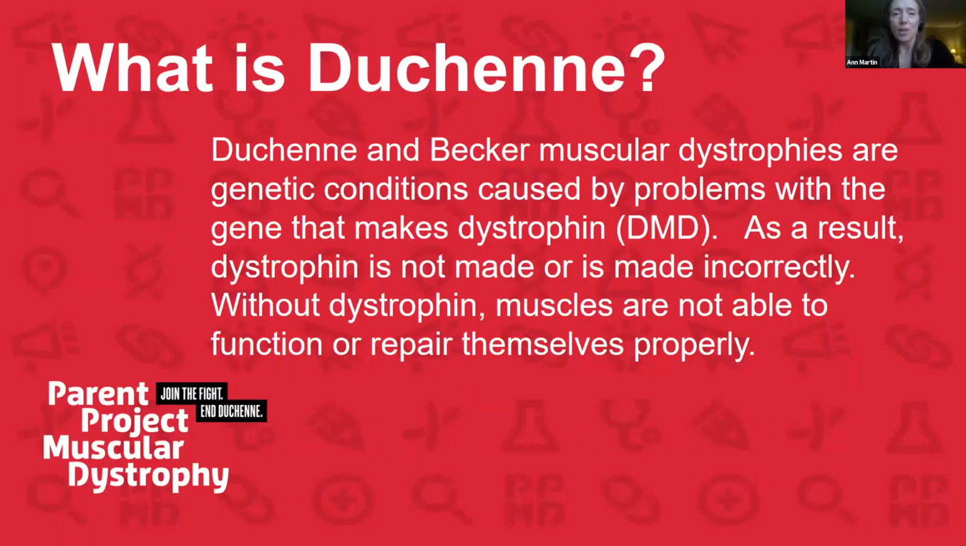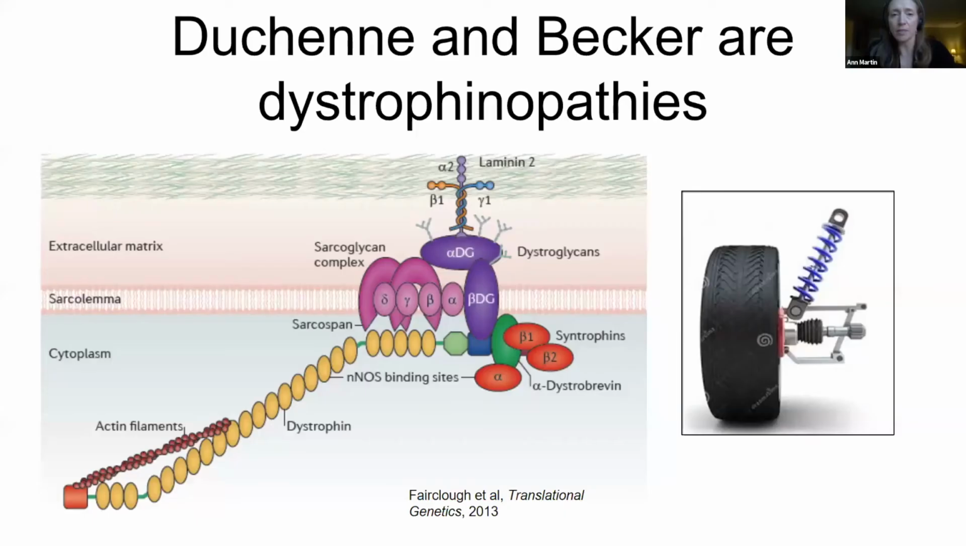So what is Duchenne? I'm sure all of you know this by now, but just to review, both Duchenne and Becker muscular dystrophy are caused by problems within the dystrophin gene, or the DMD gene. When there are changes within that gene, the dystrophin protein is not made properly, or it's not made at all. And without the dystrophin, our muscles cannot function properly and cannot repair themselves properly.